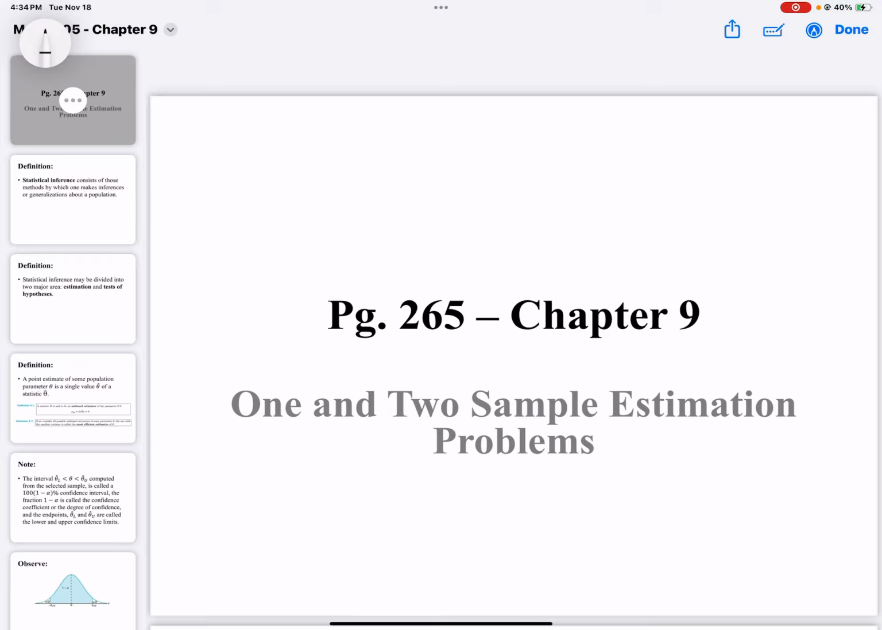By the end of this lesson, you're not only going to understand how to compute each interval, but also when and why we would need to use each type. Okay, let's jump right in.